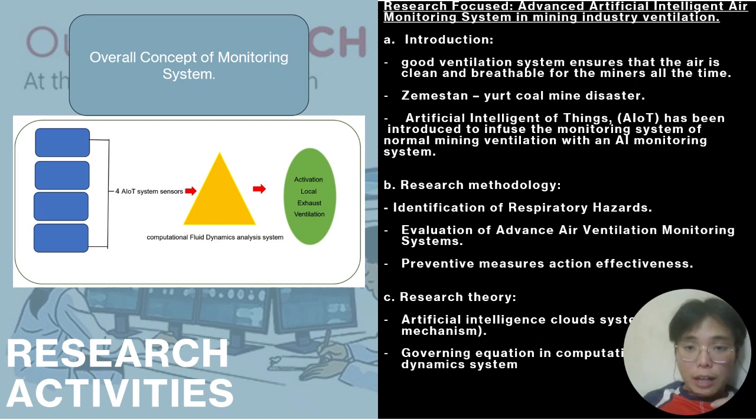So the Artificial Intelligence of Things (AIoT) has been introduced to infuse the monitoring system of normal mining ventilation. Next will be the research methodology.